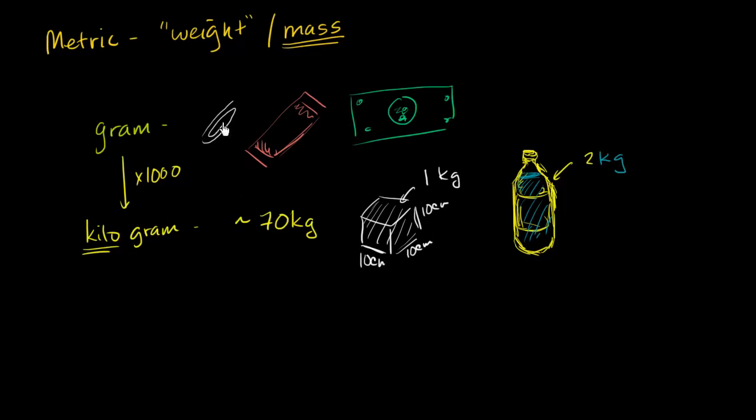So if you're measuring human scale things, reasonable size quantities of fluid or objects around this scale, kilogram makes a lot more sense. If you measure these very light things, you're talking about a gram.